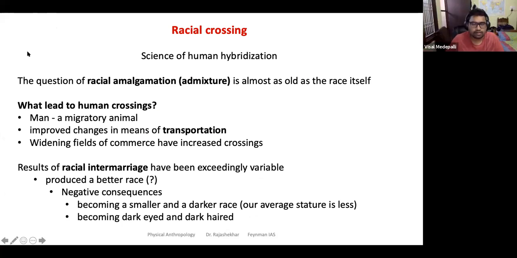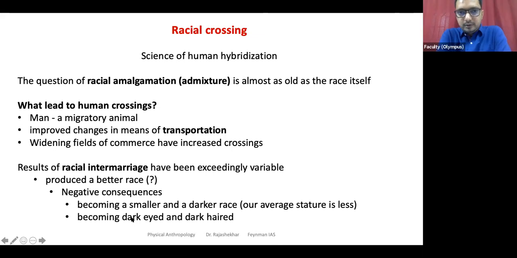Okay, then let's continue. This is not something too technical. The previous one was a bit technical. I wanted to keep it to the end. It was more relevant to discuss before that. So this is nothing but mixing between different individuals. This is called the science of human hybridization.